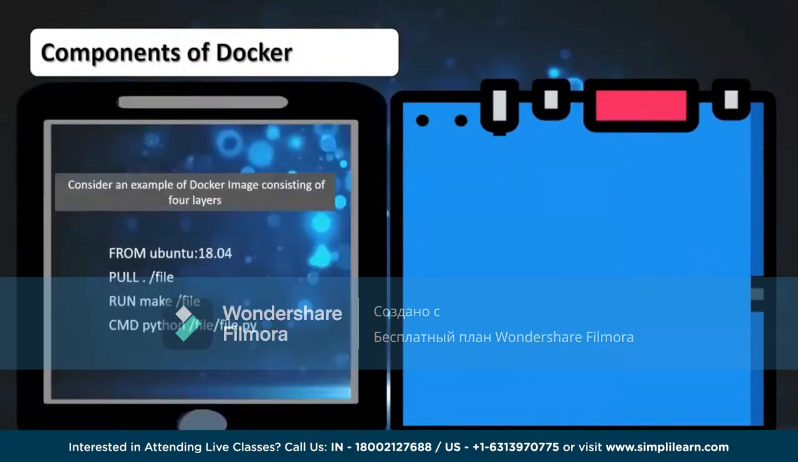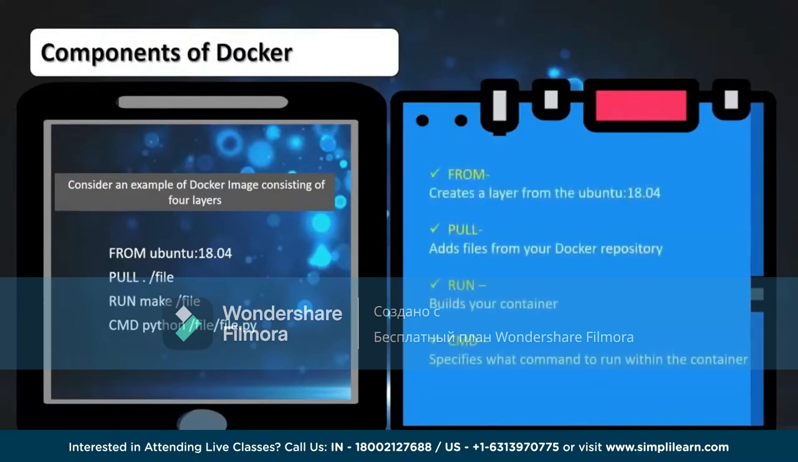So this is an example. Here you can see that there are 4 instructions, and these are also known as a 4-layered Docker image. Whatever the final Docker image you get, in there you will be able to see 4 layers. The very first is Ubuntu. So we are pulling Ubuntu 18.04, and then we are copying the file over here, and then we are running the make utility, and once that is done, we are running the Python file. So these are the 4 instructions which are available.